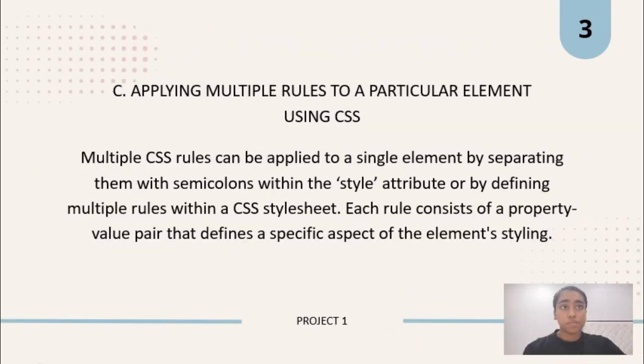C. Applying multiple rules to a particular element using CSS. Multiple CSS rules can be applied to a single element by separating them with semicolons within the style attribute, or by defining multiple rules within a CSS style sheet. Each rule consists of a property-value pair that defines a specific aspect of the element's styling.